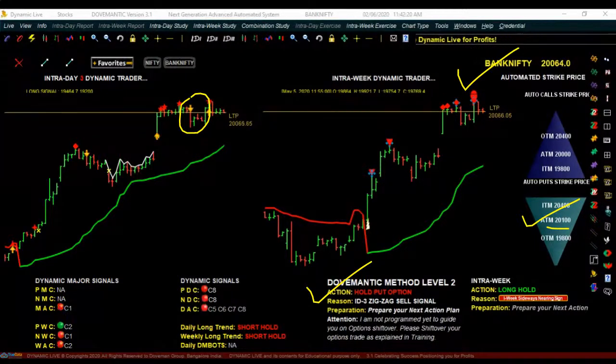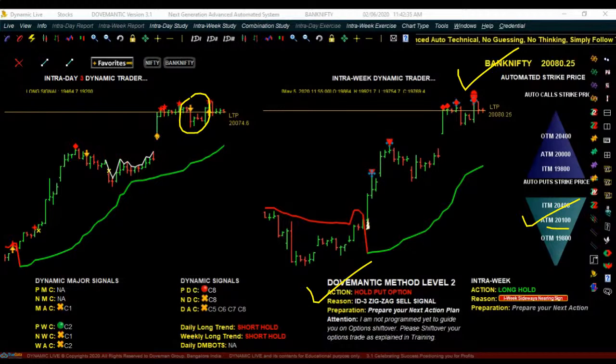Now for you to make a phone call and give this information over the phone, how much time is it going to take? It is a matter of 20-30 seconds, isn't it? 30 seconds, you make a call, you tell them Bank Nifty buy put option now 20,100 strike price. Just read what's written here, and they will simply place the order and tell you what price it has been bought. And after that, just cut the call.